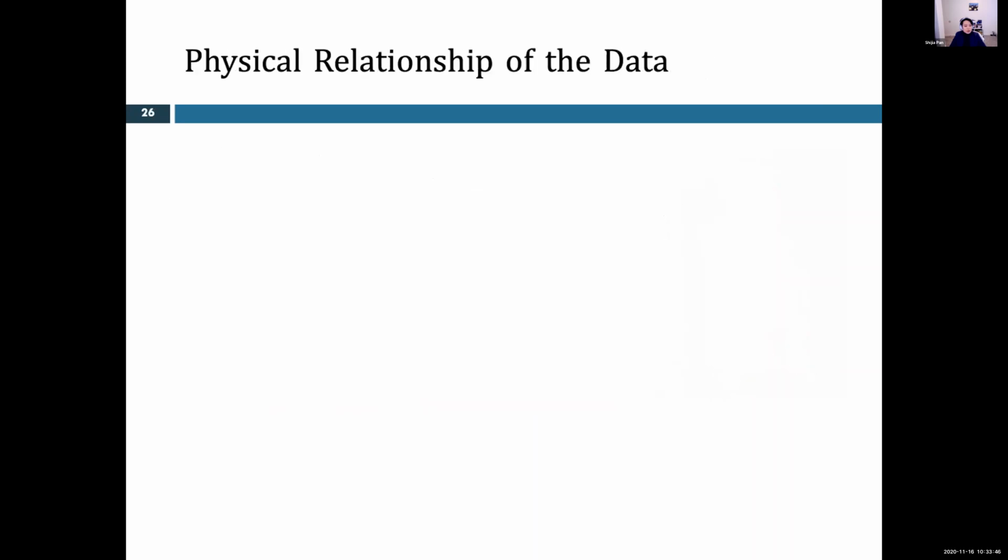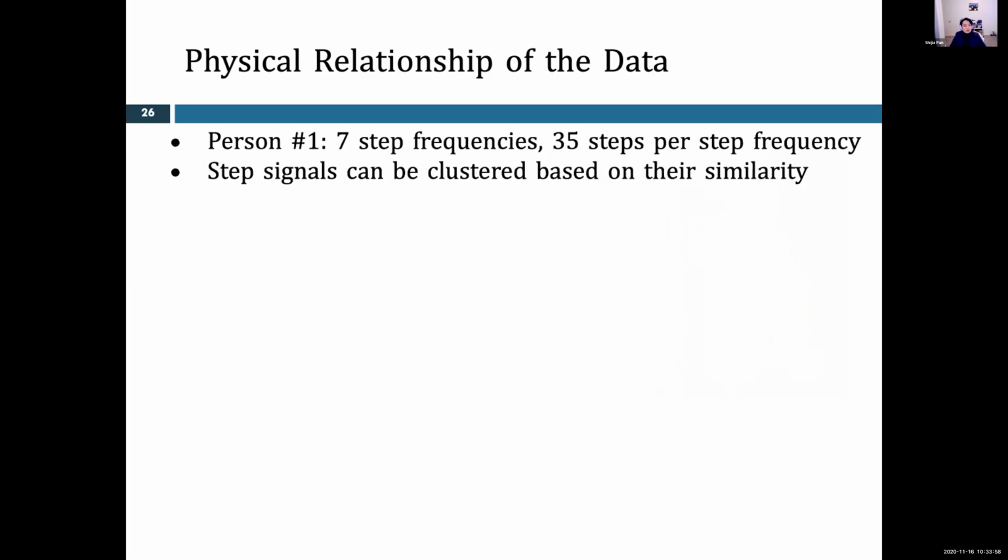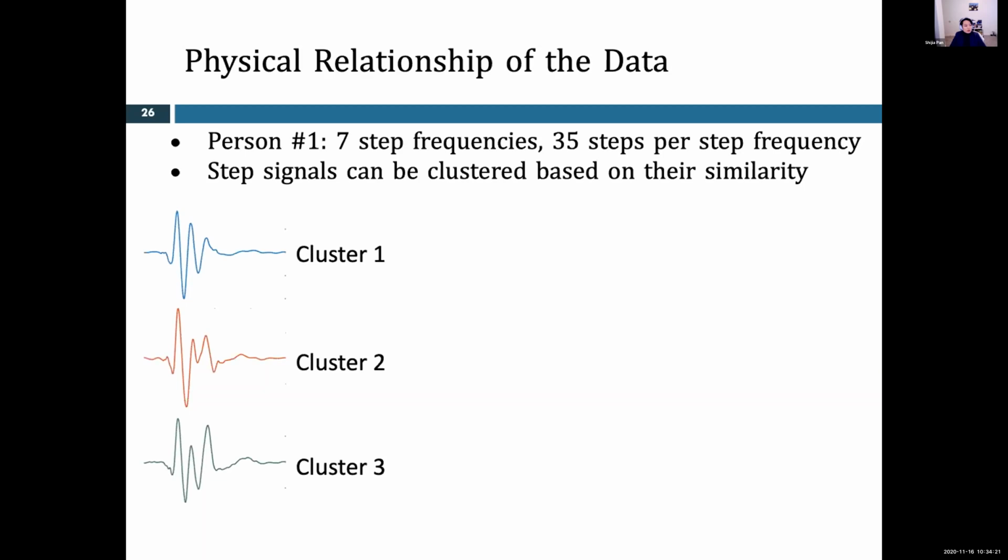So our answer to this is we need to further understand the data distribution change. So we asked person 1 to walk at 7 different step frequencies, different speeds. For each step frequency, we collect 35 steps from the same person. And we put all these over 200 footstep signals together and cluster them based on the similarity of their waveforms. It turns out we discovered there are 3 different clusters among all these over 200 footstep signals.